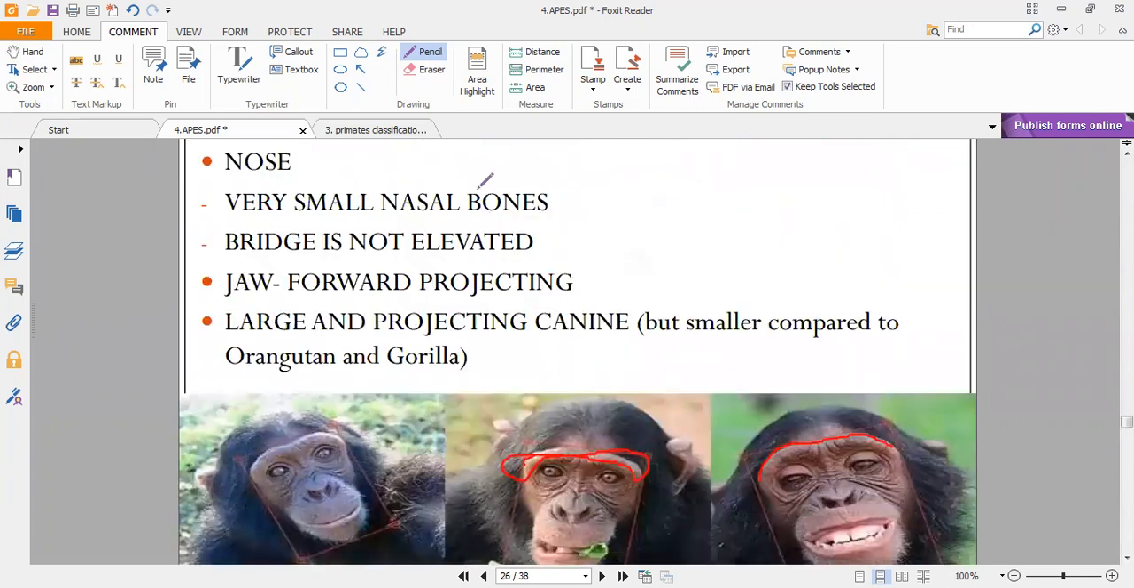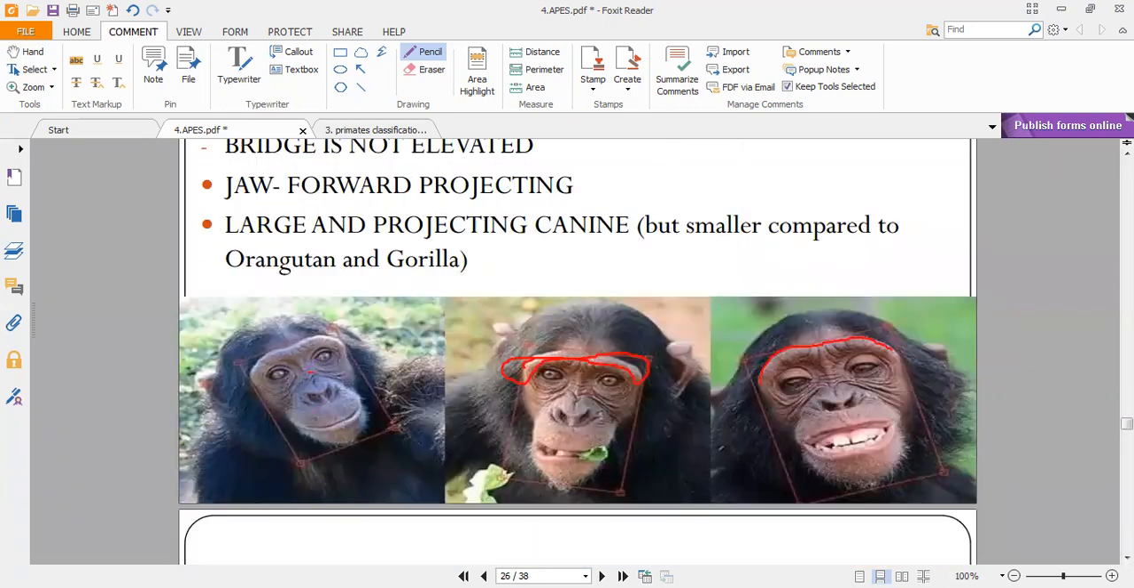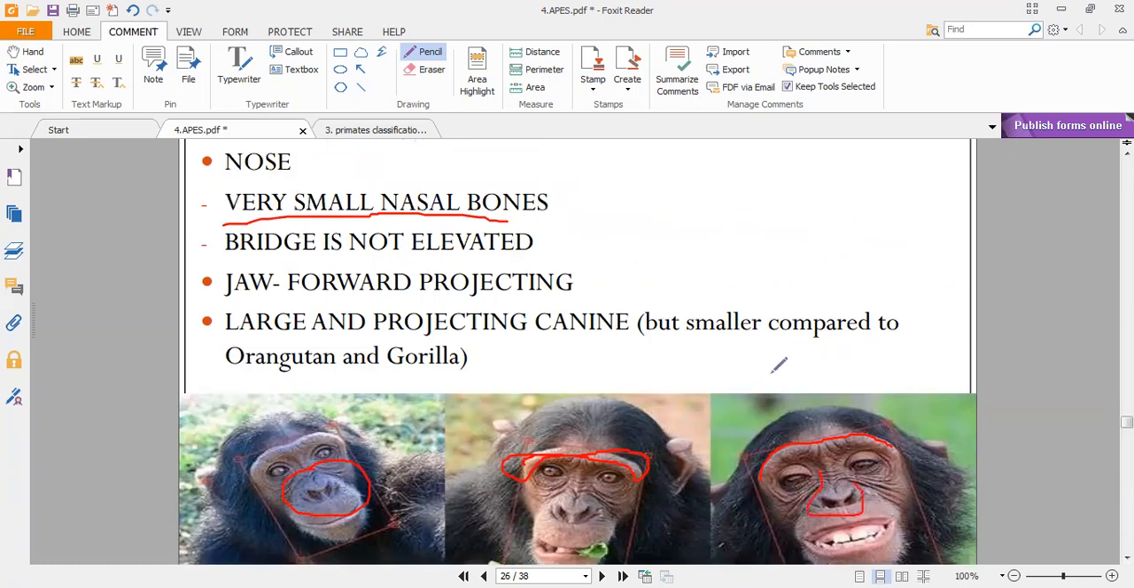If you talk about the nose, it has very small nasal bones. You can see here, this is the nose. You can see small nasal bones. The bones of the nose are not very huge, very small, and the bridge is not elevated.